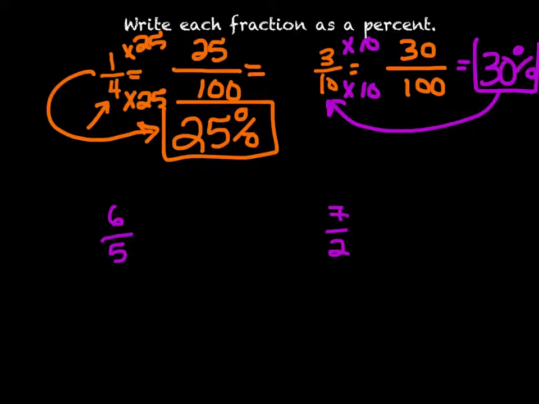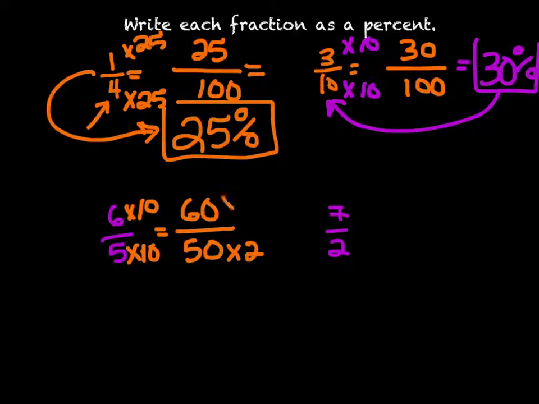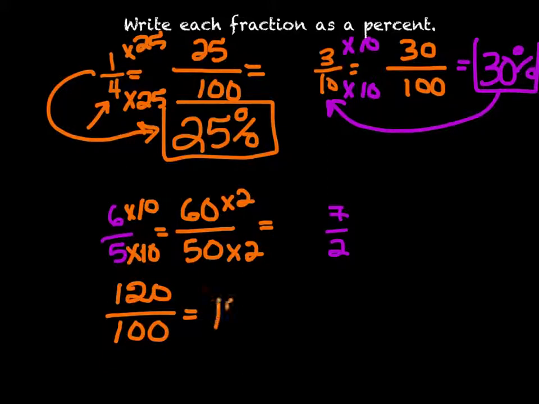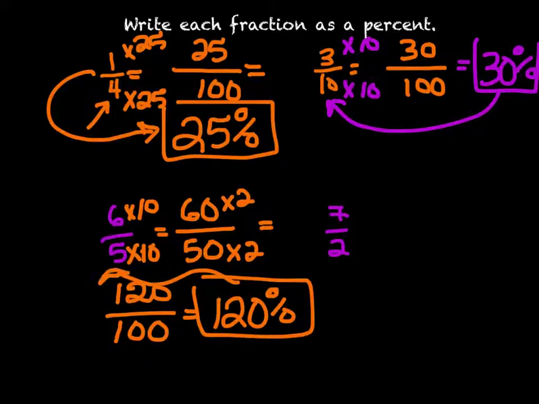How do I turn a 5 into 100? Well, let's say we can at least do times 10, and that gets us to 50. And so we're going to do a couple of steps. We have 60 over 50, and then I know 50 goes into 100 2 times, so I can multiply the top and the bottom by 2. So I have 120 over 100. So 120 out of 100 is 120%. Final answer for that one.